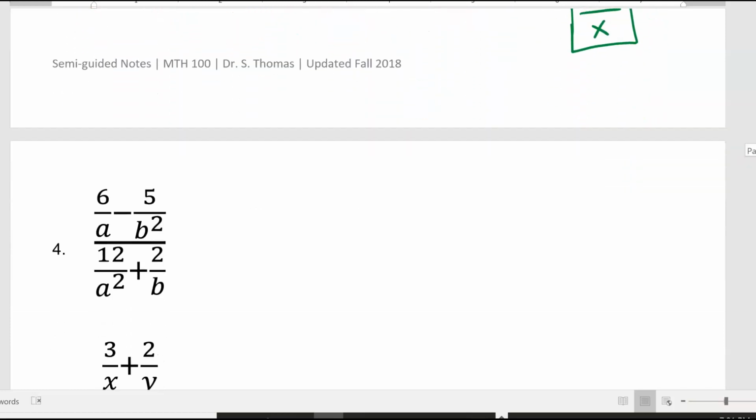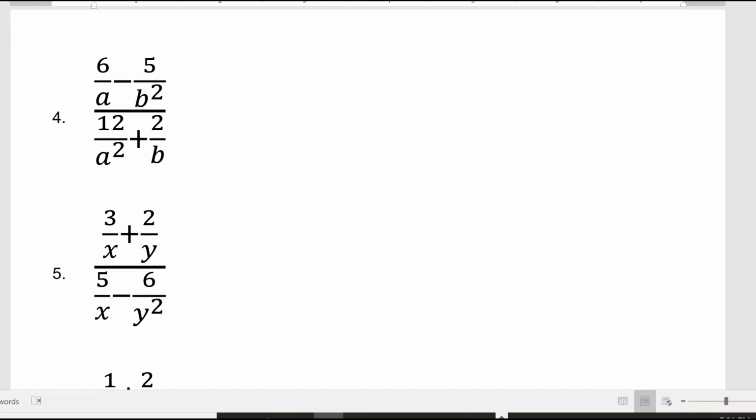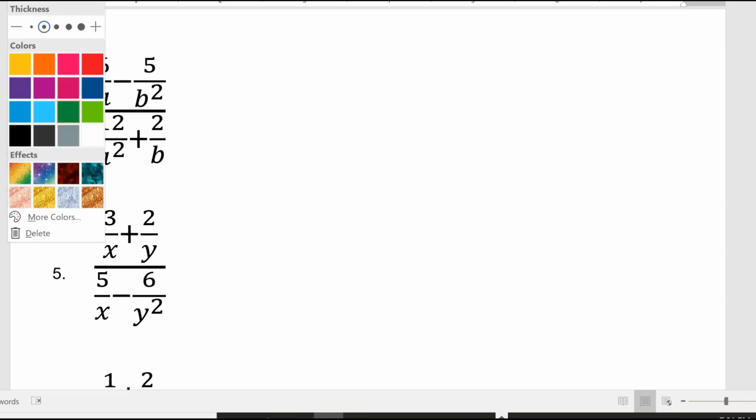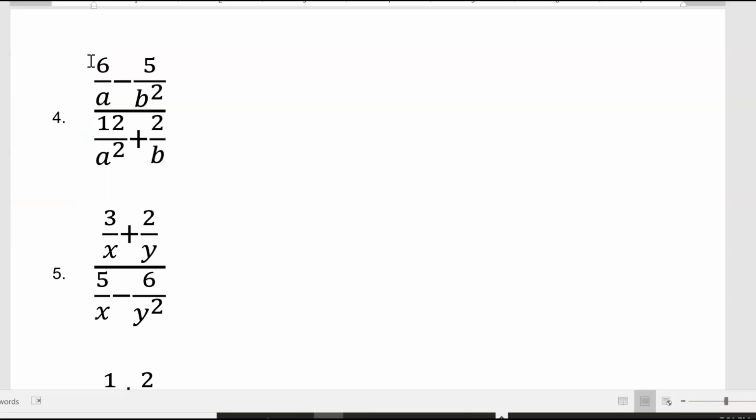All right, next, what is the LCD of number 4? What is the LCD? So the trick is understanding how to determine the LCD. If you get that down, these problems are going to be pretty simple to you. So if you said that the LCD is a squared b squared, then you know what you're doing. All right, so a squared b squared, we're going to multiply a squared b squared times everything up here.